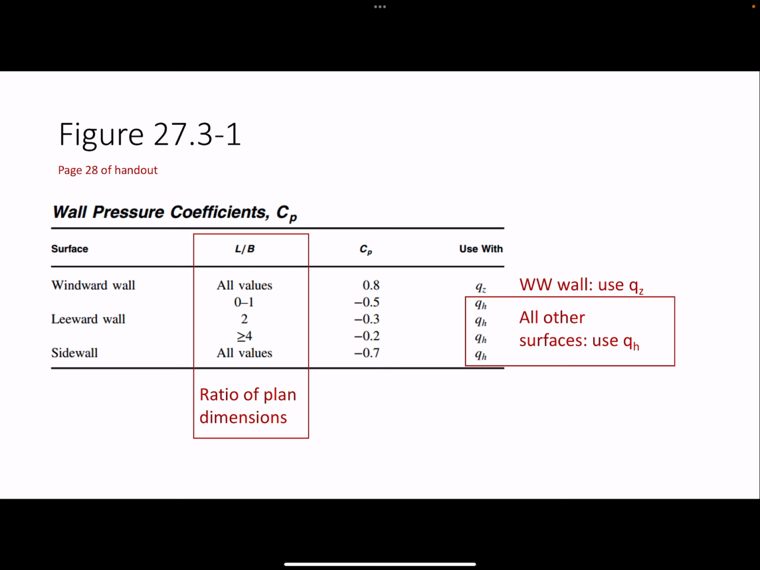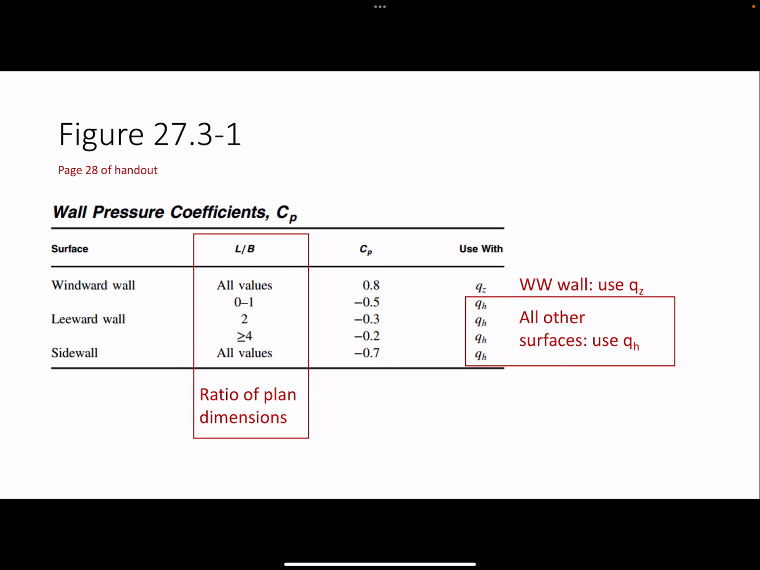The other note that's important to keep in mind is that all of the walls, except for the windward wall, and this is also true for the roof, will use this pressure coefficient in conjunction with QH. And remember, Q is that velocity pressure coefficient. That was the long equation where you multiply all those factors together and V squared, and then you've got a coefficient or a constant in front. So that's the Q. QH is that equation evaluated at height H, which is the mean roof height.